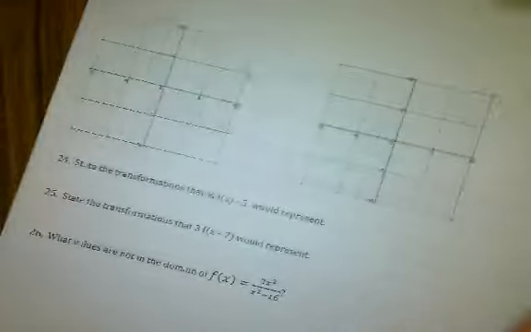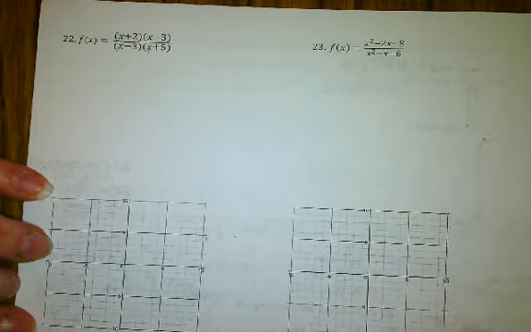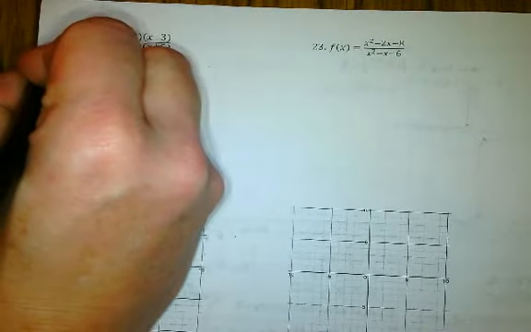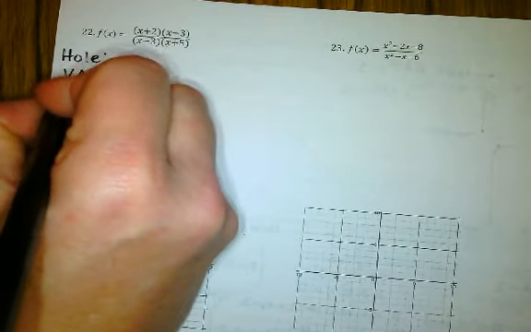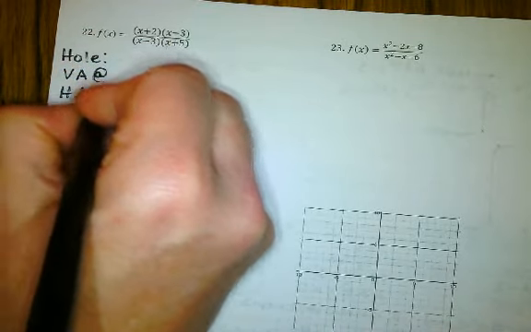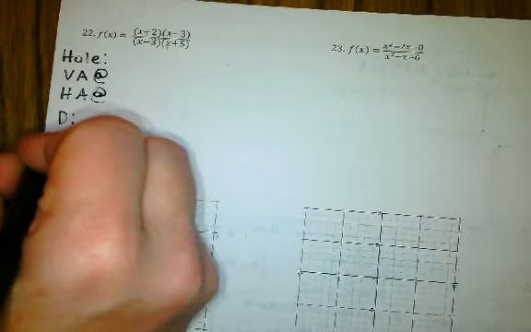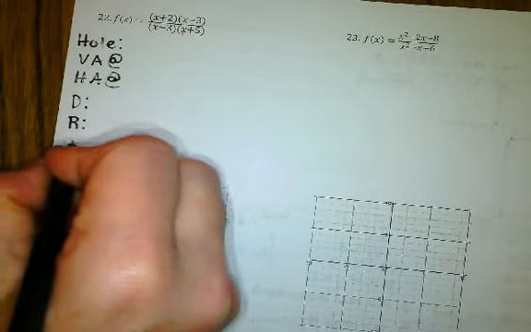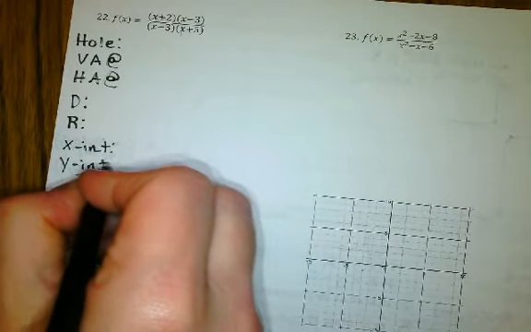Let's see. I'm going to skip to the other side. There's already a similar problem. Okay, so on this one here, again, it's already been factored for you, which is really nice. So I can easily see where the hole is. So this one will have a hole. So I'm just going to write everything down. It's going to have a hole. It's going to have a VA. It's going to have an HA. That's enough information to tell me what the domain is. It's also enough information to tell me what the range is. And then my x-intercept and my y-intercept.